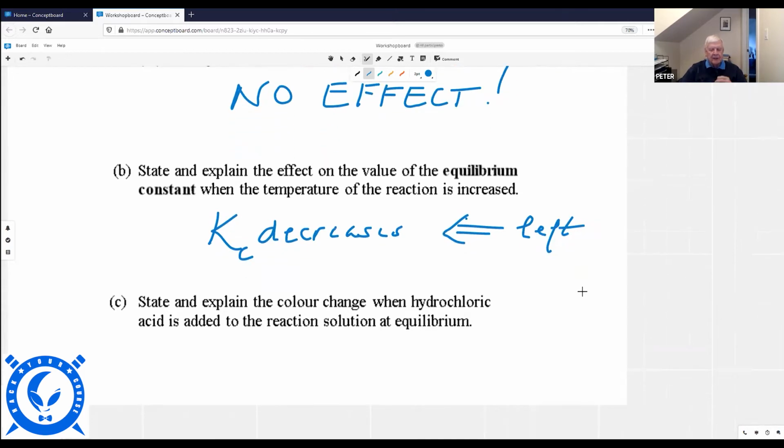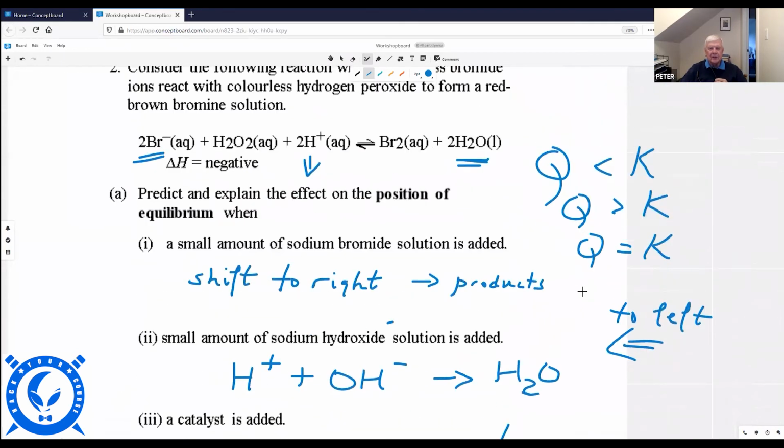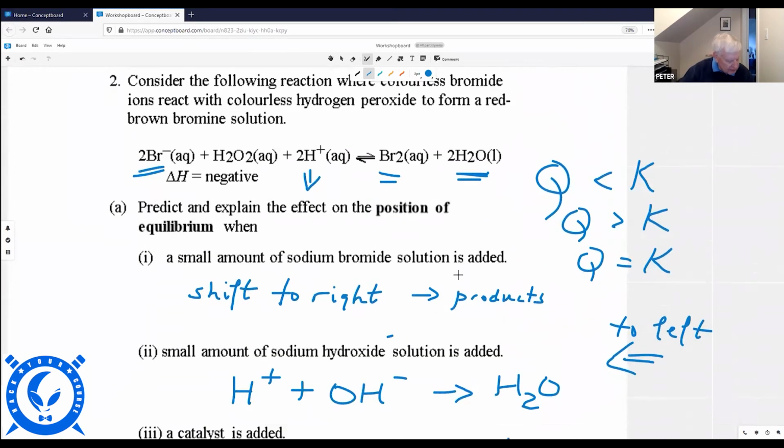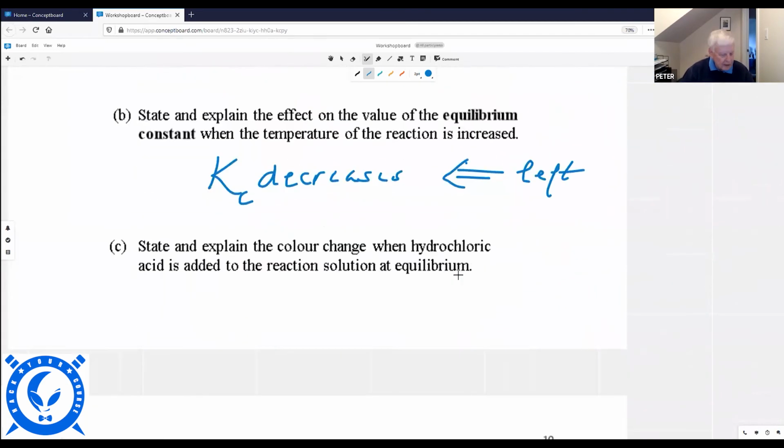And finally, we want to state and explain the color change when hydrochloric acid is added to the reaction solution at equilibrium. So if we add hydrochloric acid, we're adding some of this reagent, H+. So again, we expect it to shift to the right, which means we're now producing more bromine. And so the expectation is that the addition of acid will end up forming more bromine, which will increase the red-brown color. And so the answer you could put down here, it goes to a darker red-brown.